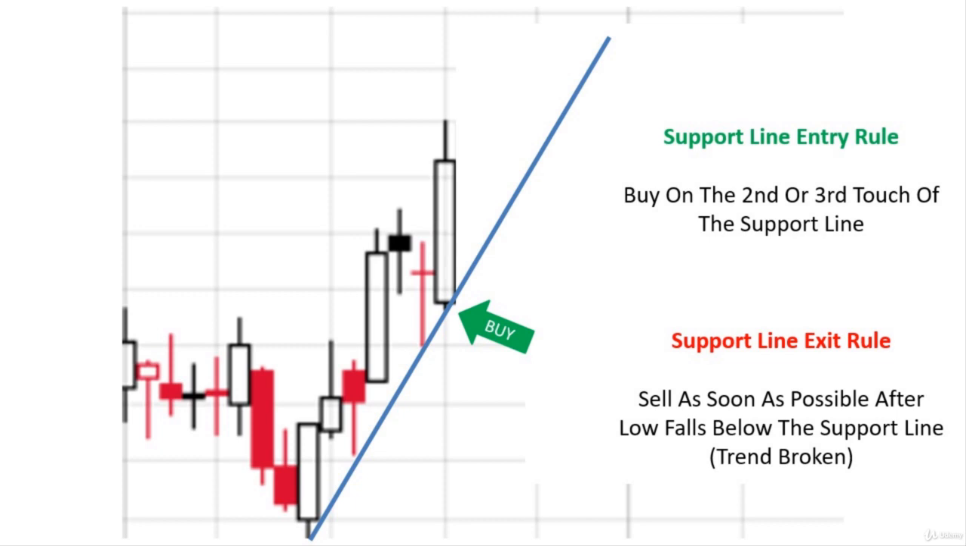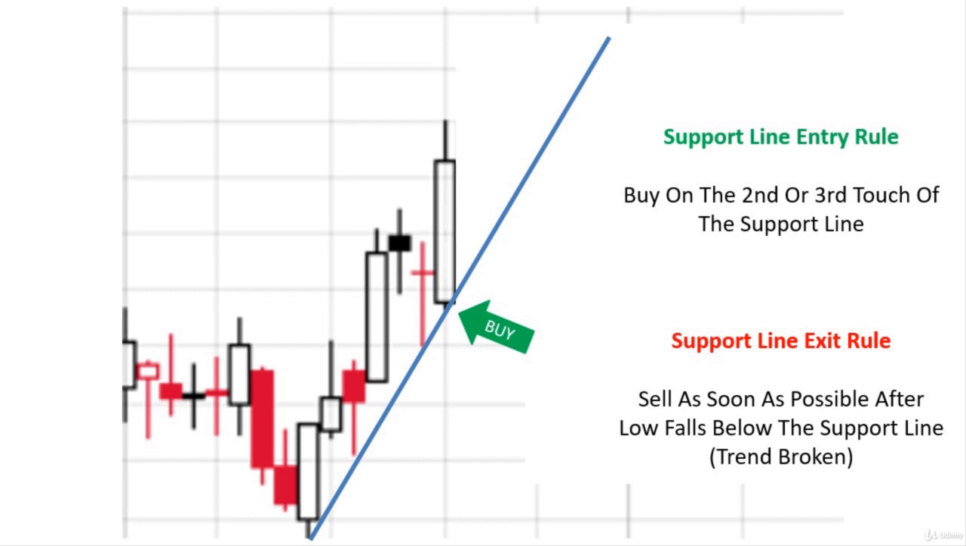And then you exit once that support line is broken, right? Sell as soon as possible after the low in the range falls below the support line. That means the trend is broken. You can see it's approached it, but it's gone past it. In terms of the classic support line entry and exit rules, you're basically selling as soon as it breaks that blue line. What's happening here is you want to confirm that the trend really is forming, and that's why you're waiting for a second or third touch of the support line, because that establishes the trend more.